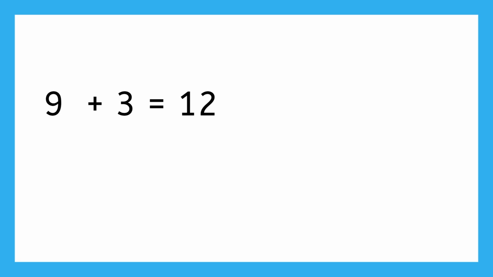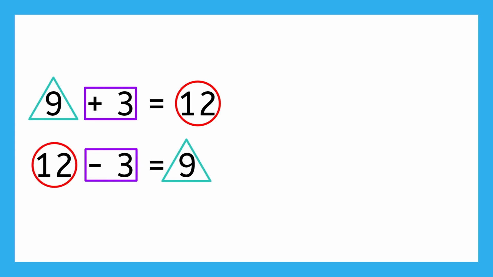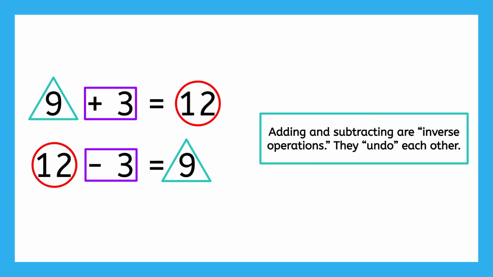So, to help you understand the relationship between multiplication and division, it might help to think about addition and subtraction. If I start with 9 and add 3, we get 12. And if we start with 12 and subtract 3, we get back to 9. Adding and subtracting are inverse operations. They undo each other. Let's see how that connects to multiplication and division.